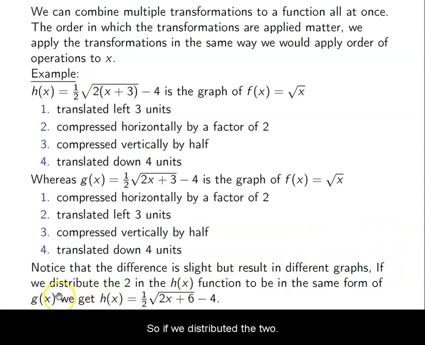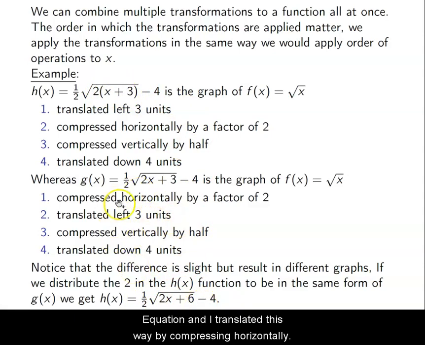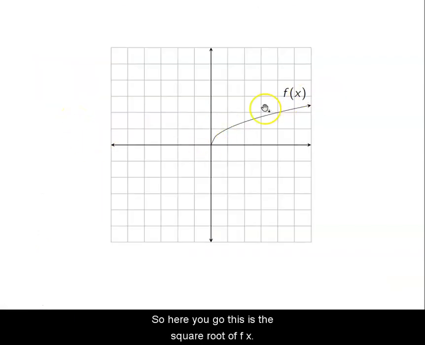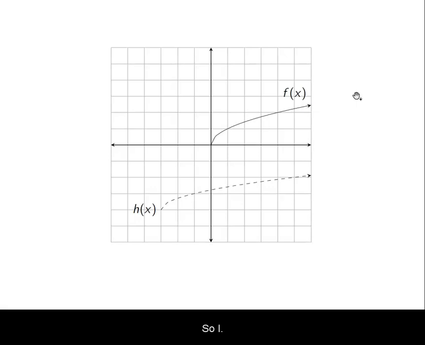So if we distributed the 2 here, I would have 2x plus 6. Okay, that would be the same function. So that means that if I had this equation and I translated it this way by compressing horizontally by a factor of 2 and then moving left 6 units instead of 3, then I would get the same exact function as this first one, as this h of x that I have. Okay, so here you go. This is the square root of f of x. So I would get h of x if I applied all those transformations, right?